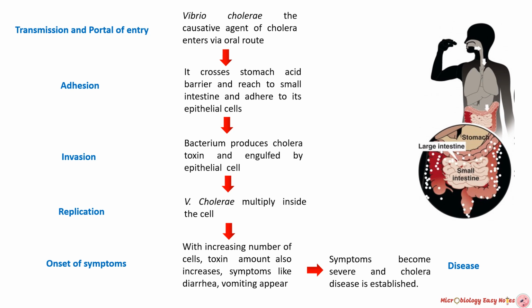With increasing number of cells, toxin amount also increases. Then symptoms like diarrhea, vomiting, etc. appear. Then symptoms become severe and finally cholera disease is established.